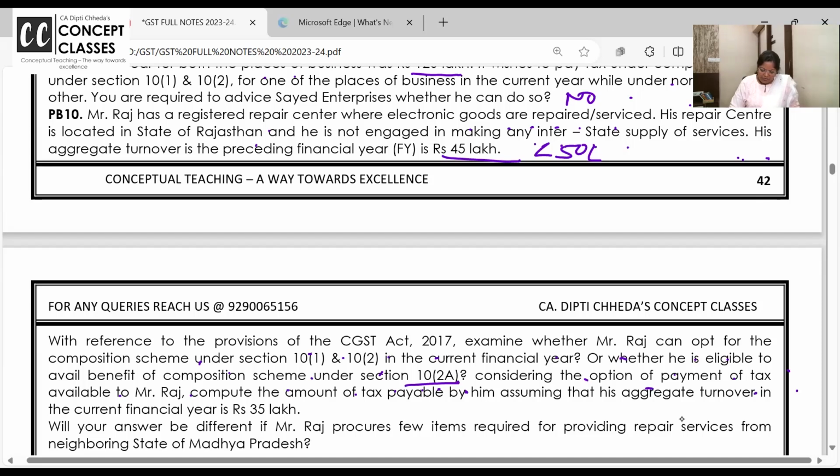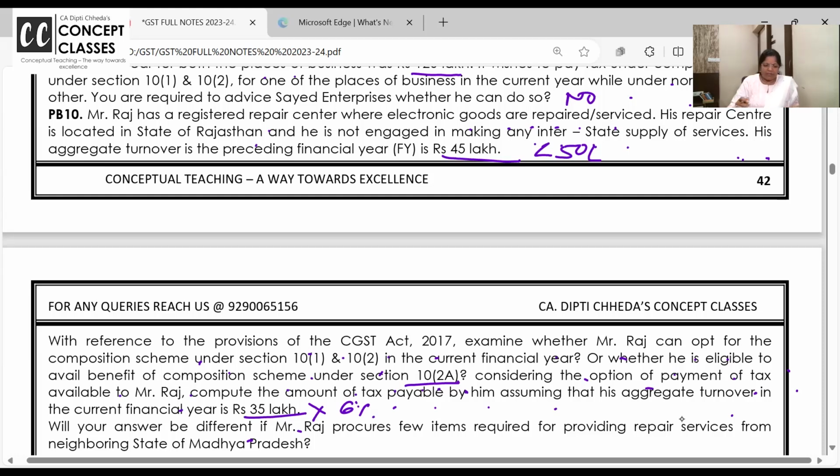Considering the option of payment of tax available, compute the amount of tax payable by him, assuming that his turnover is 35 lakhs. See, last year's turnover is less than 50 lakhs. So you all remember, for goods it is 10-1-10-2. For services it is 10-2A. He can opt for composition in 10-2A because last year's turnover is 45 lakhs and this year's turnover 35 lakhs. And for services, what is the rate? 6%. For manufacturers, 1%. For restaurant, 5%. Other than manufacturers, 1%. Okay?